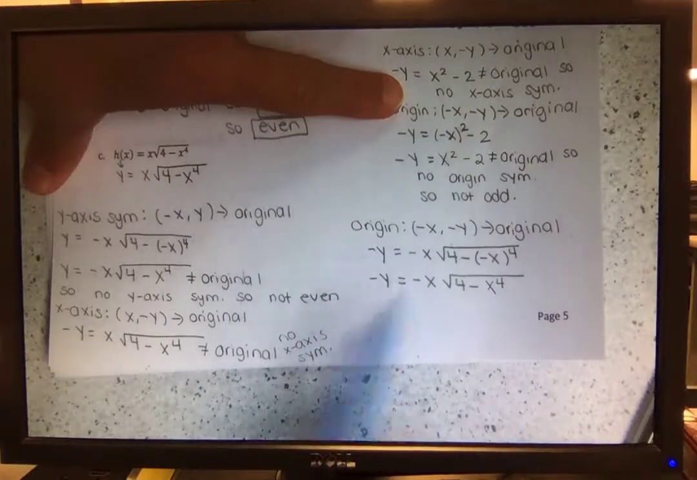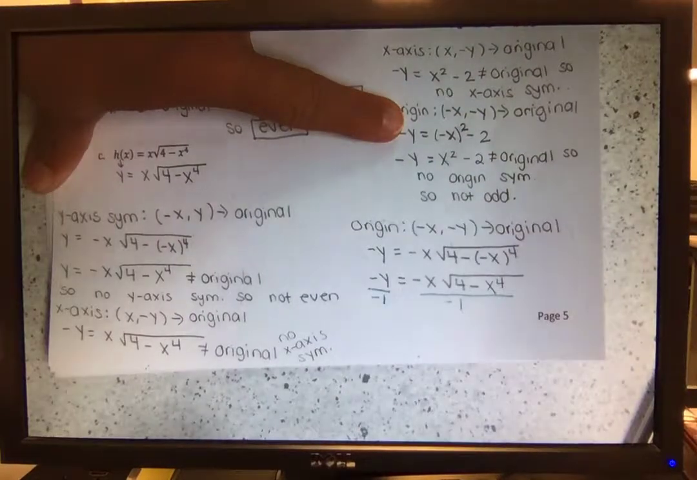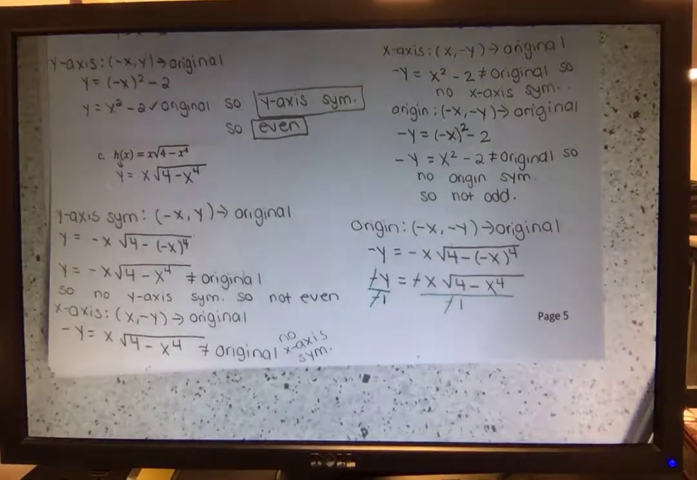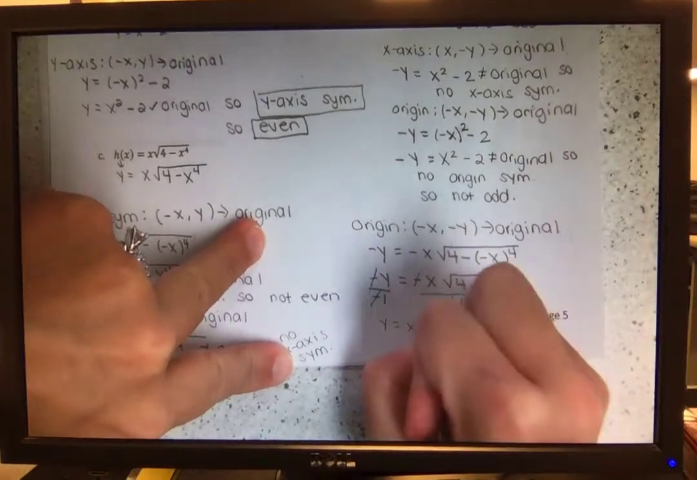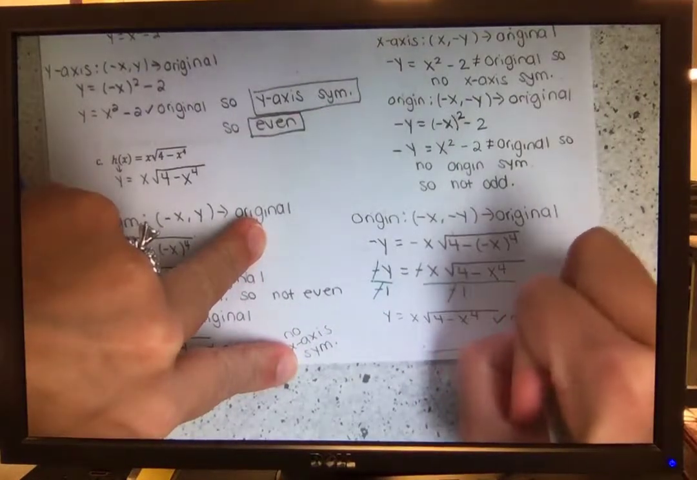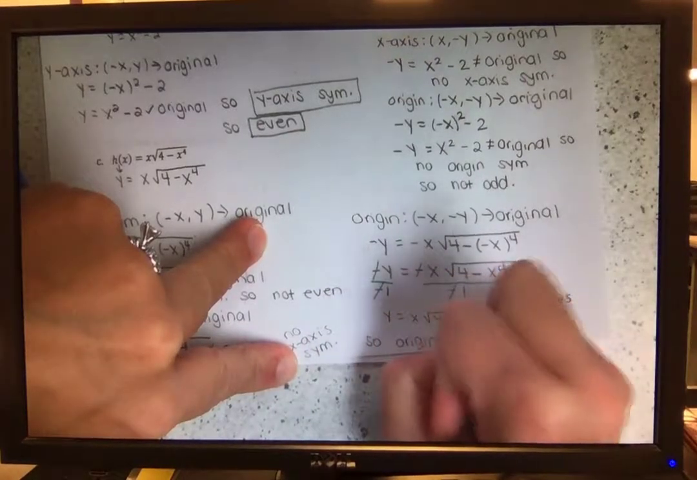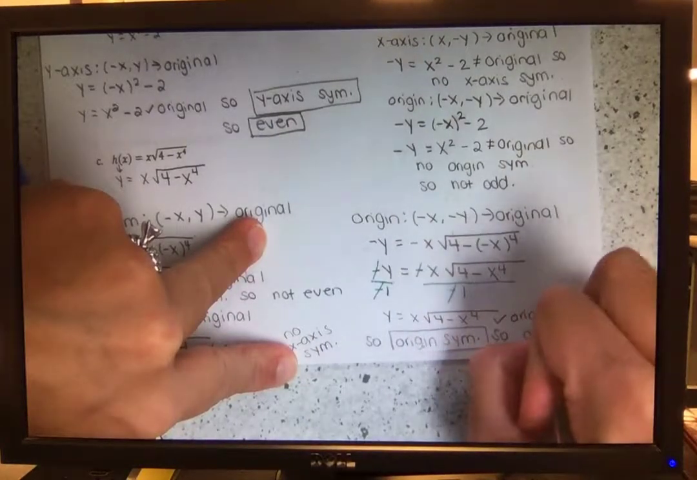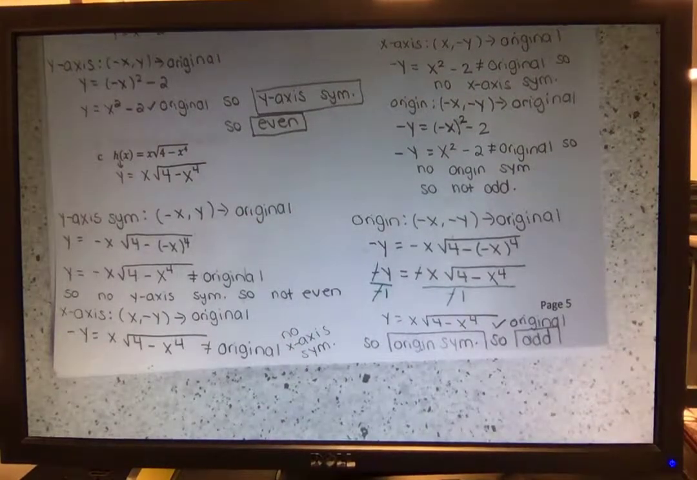Now, I see that I have an extra negative on both sides. If I divide this side by negative 1, what you do to one side, do to the other, divide that side by negative 1. That cancels out that negative. That other one cancels out the other negative. So we are left with y equals x times the square root of 4 minus x to the fourth, which is the original. So we have origin symmetry. Because there's origin symmetry, we know the equation is odd. So for example C, we have origin symmetry and it's odd.